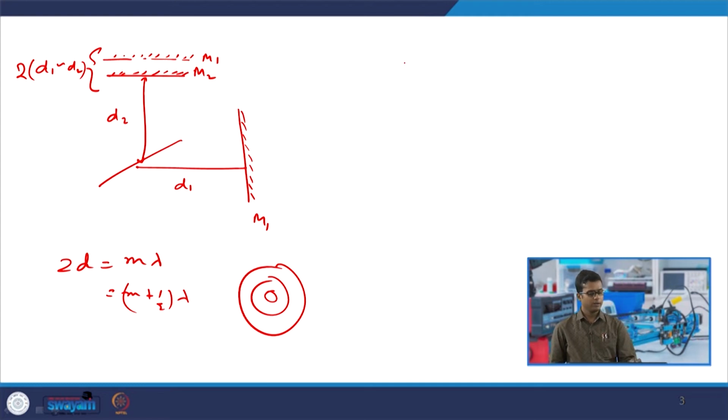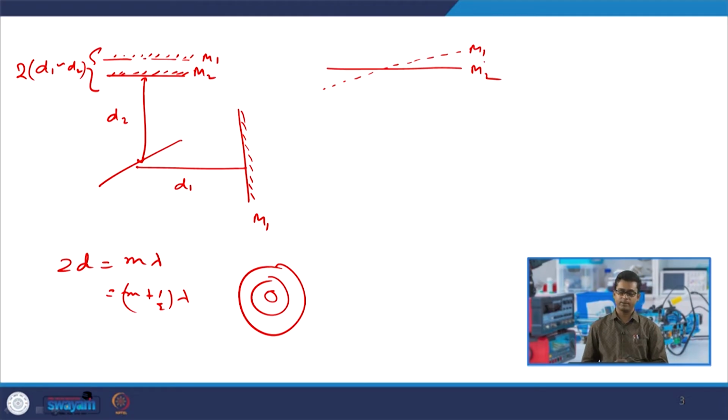But if these are not exactly at 90 degrees, and there is a slight inclination, then what will happen? You have this M2 here and the image of M1 will be like this, they are not exactly perpendicular.